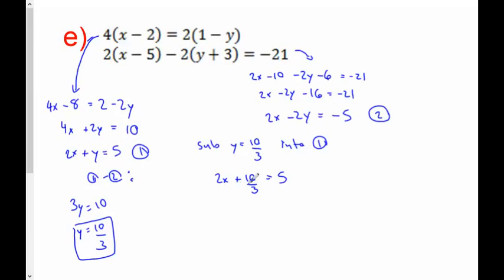I can move this 10 over 3 to the other side. Right, and let's make a common denominator here. If I want this to be over 3, I need to multiply everything by 3. So 5 times 3 is 15. So 15 over 3, which is the same as 5, which gives me 2x equals 5 over 3. And if I move this 2 over, then I end up with x equals 5 over 6.